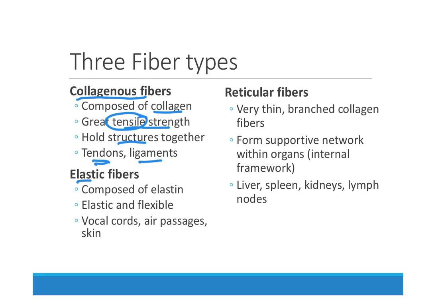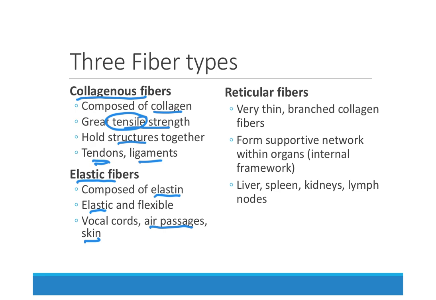Then we have elastic fibers, and the main protein here is known as elastin, which is elastic. It can stretch and rebound. And so this is found in places where the body has to stretch and come back again, like your skin or in the air passages, such as in the lungs.